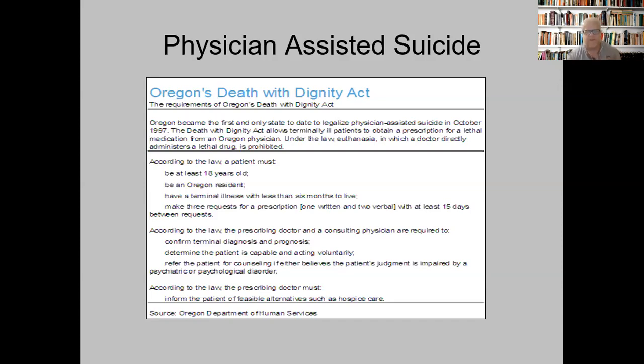And according to the law, the prescribing doctor must inform the patient of alternatives, all the alternatives like hospice care and other forms of palliative care.